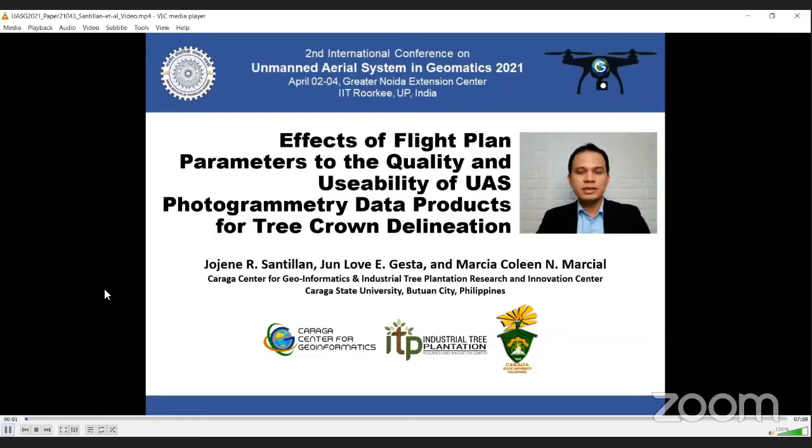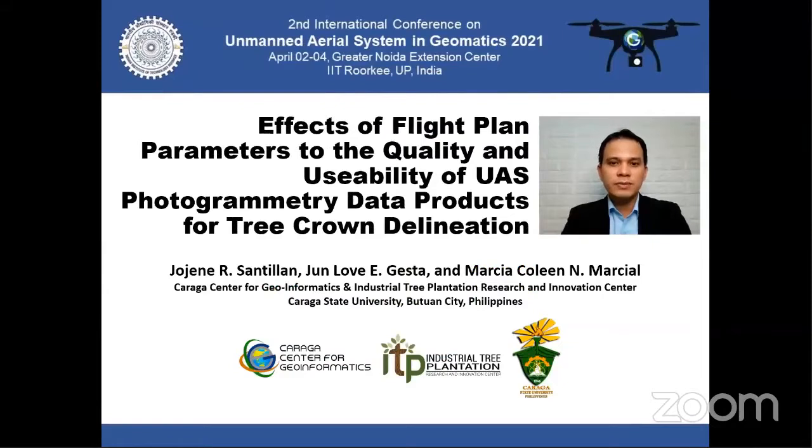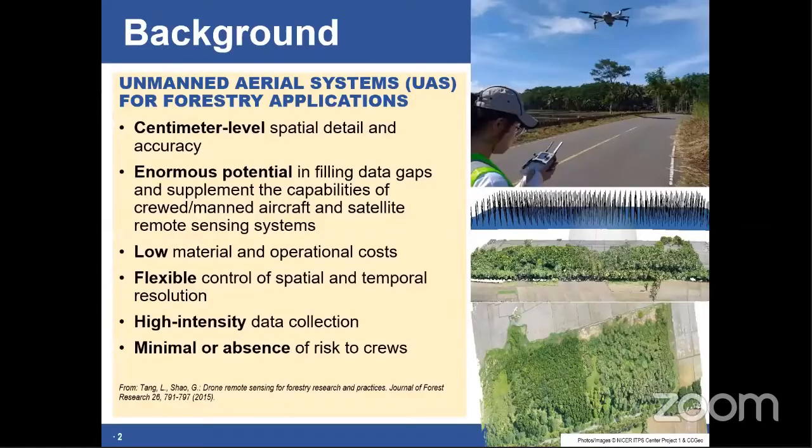Hello everyone, I am Jojin Santillan from Caraga State University in Butuan City, Philippines. On behalf of our co-authors, it is my pleasure to present to you our study on the effects of flight plan parameters to the quality and usability of UAS photogrammetric data products for tree crown delineation. As a background, there have been rapid advancements in the last decades with regards to remote sensing-based mapping and monitoring of forest resources. One of these is the emergence of unmanned aerial systems. Images acquired by the systems have provided users up to centimeter level of detail and accuracy.